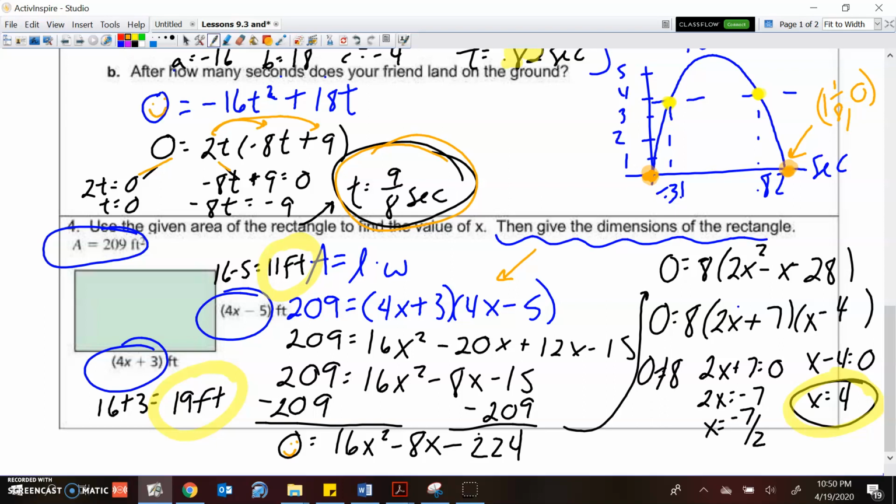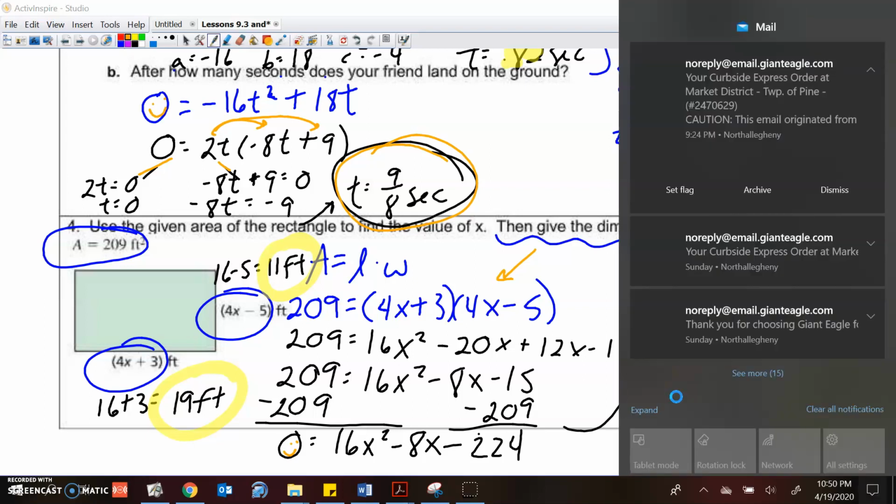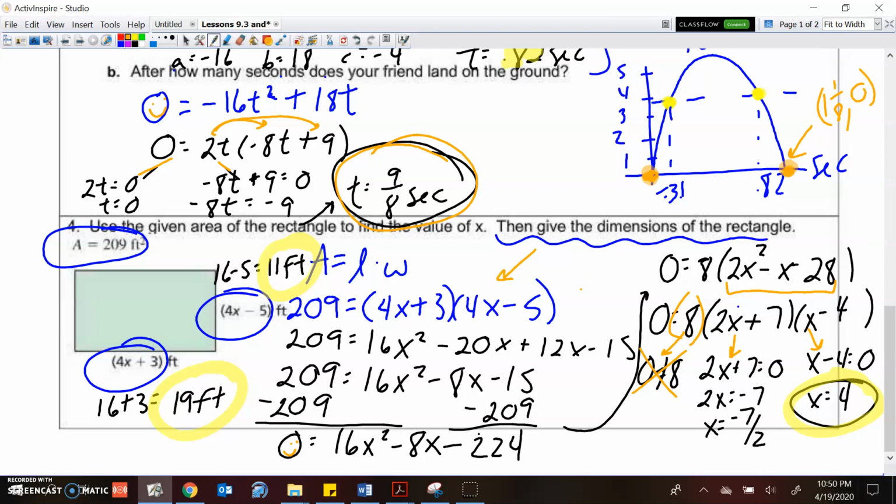I've noticed that 8 went into it, so I factored an 8 out. Then factoring this here, I get 2x plus 7 times x minus 4. I set this equal to 0, this equal to 0, and that equal to 0, each term. 0 doesn't equal 8, so it doesn't even make sense. I get negative 7 over 2. Well, if I put a negative 7 over 2 in here, I'm not going to get what I want. So I would get a negative number. So the only one that works is 4. Whoops. So then the question said, find the value of x and then give dimensions.